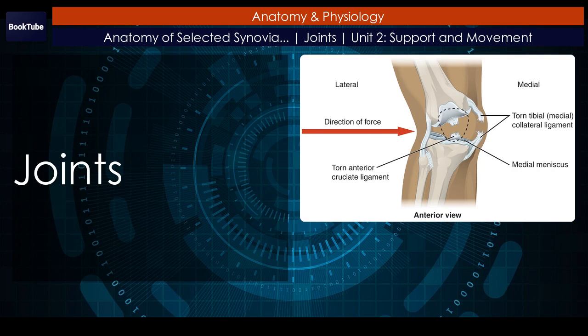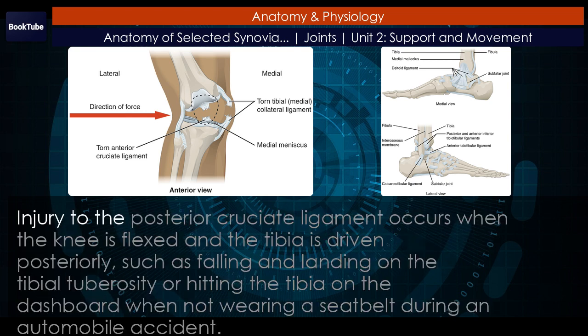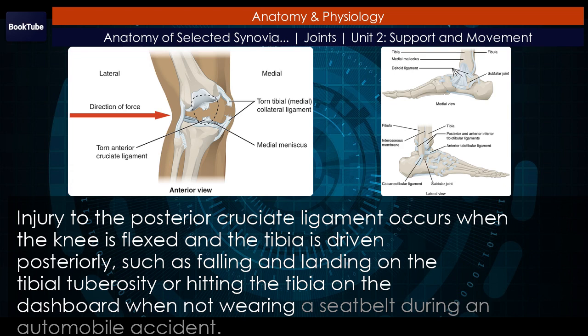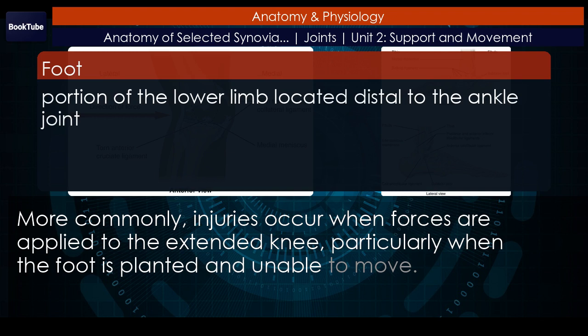Disorders of the joints. Injuries to the knee are common, since this joint is primarily supported by muscles and ligaments. Injuries to any of these structures will result in pain or knee instability. Injury to the posterior cruciate ligament occurs when the knee is flexed and the tibia is driven posteriorly, such as falling and landing on the tibial tuberosity or hitting the tibia on the dashboard when not wearing a seatbelt during an automobile accident. More commonly, injuries occur when forces are applied to the extended knee, particularly when the foot is planted and unable to move.